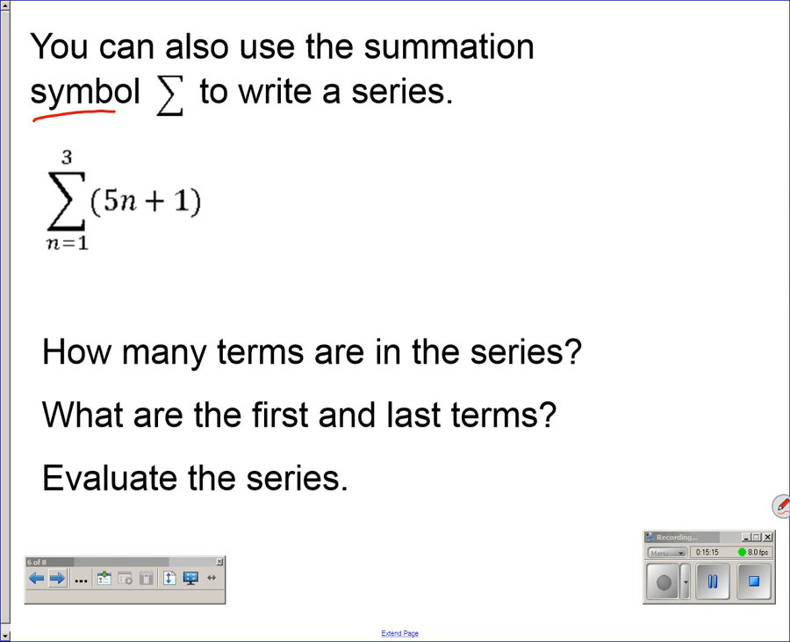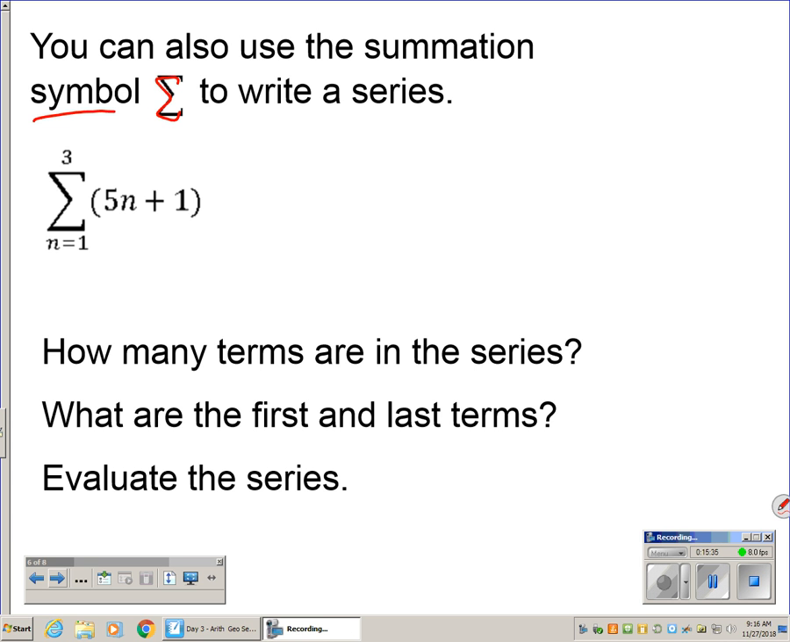So you can do everything we just did using this fancy symbol. This is called sigma. Okay, this little Greek letter here. You can use this to write any series. Okay. Let's talk about what this is saying. A little confusing. Let's talk about how to read this.